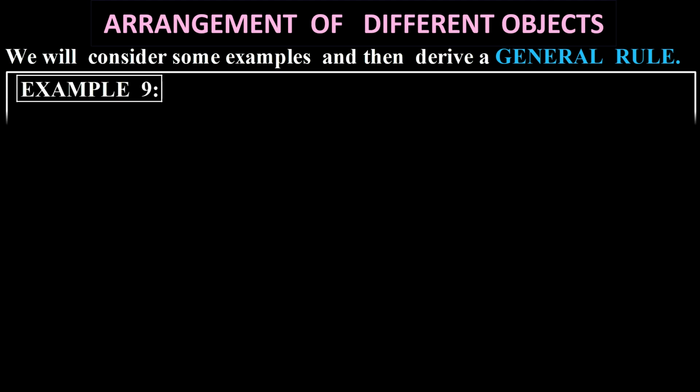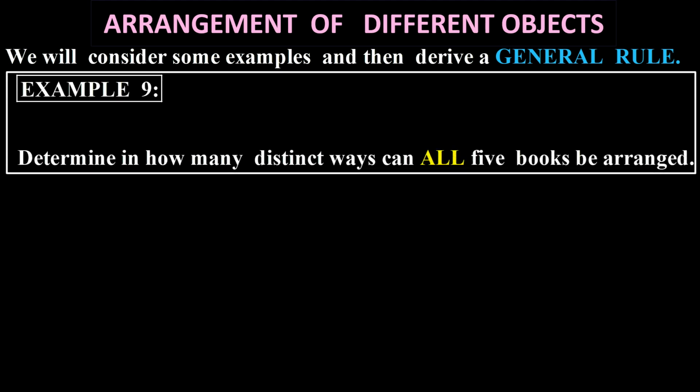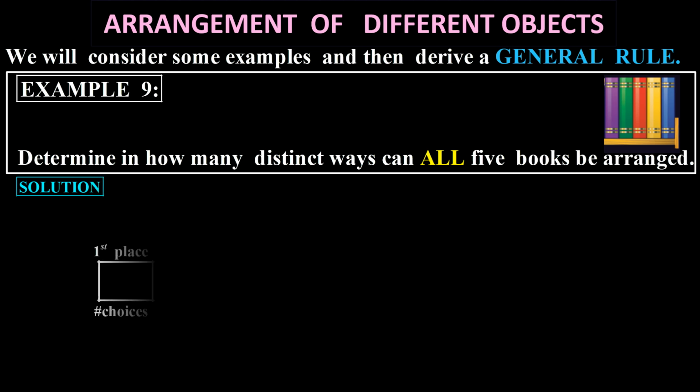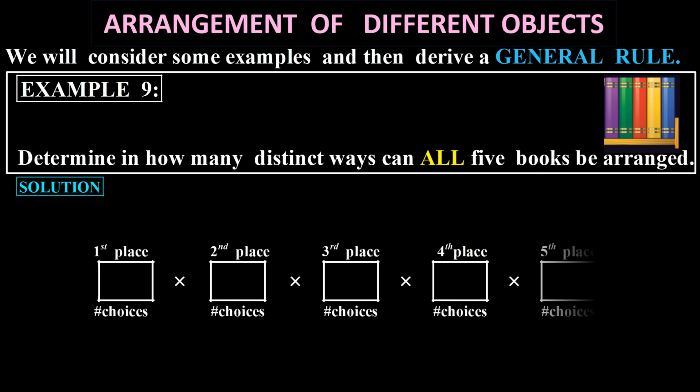Let's take this example here. In how many ways can all 5 books be arranged? So here we have 5 books, and we want to see in how many ways we can arrange them. There are 5 places for the books. Let's look at the first place. How many books do we have? We have 5, so any of the 5 can fit there.